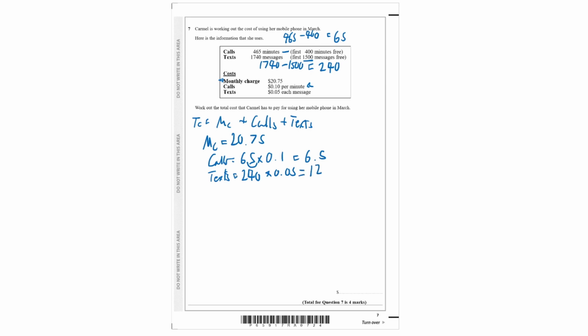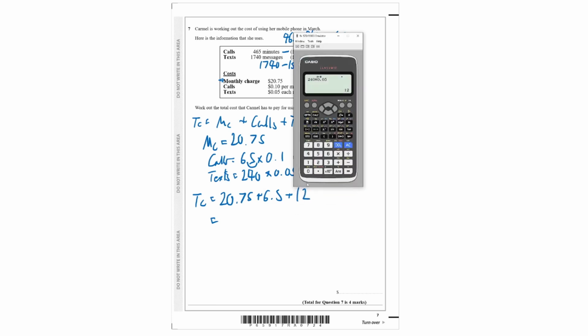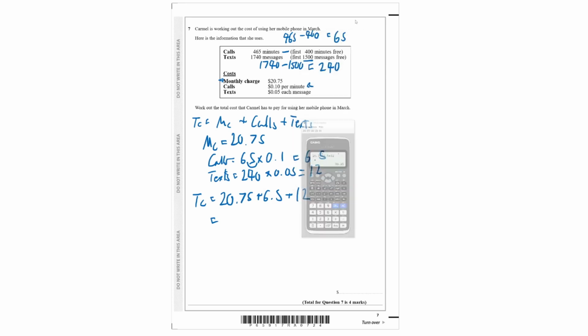And now that we have all the values, we can combine them. The total cost is the monthly charge of 20.75 plus calls, which is 6.5, plus texts, which is 12. We can then put this into a calculator to find our answer. We have 20.75 plus 6.5 plus 12, which gives us 39.25.